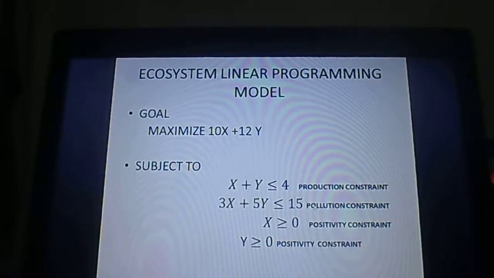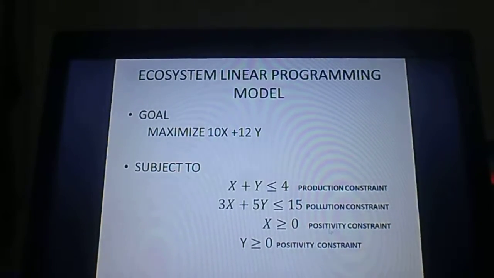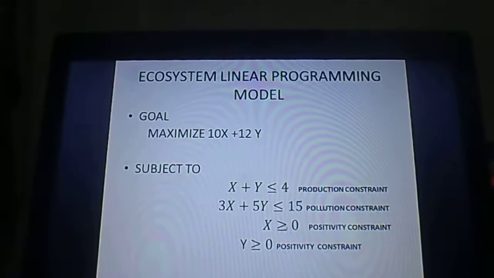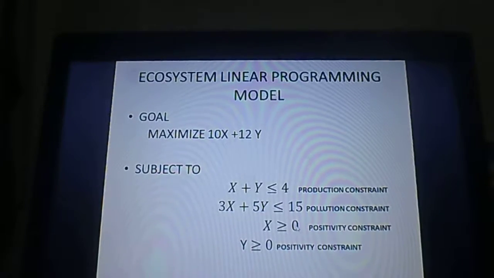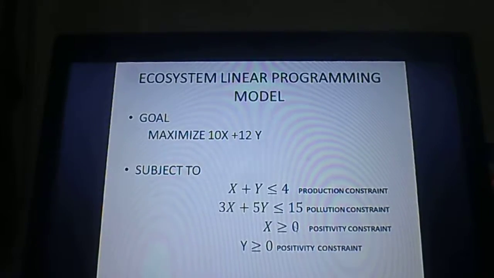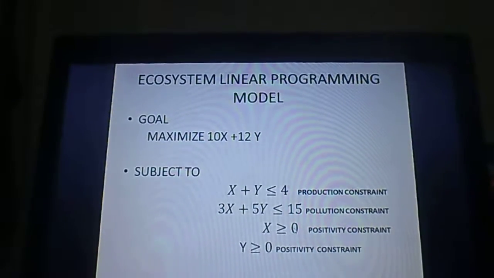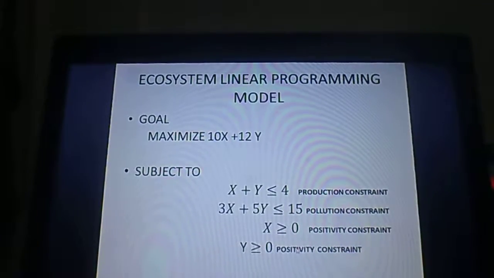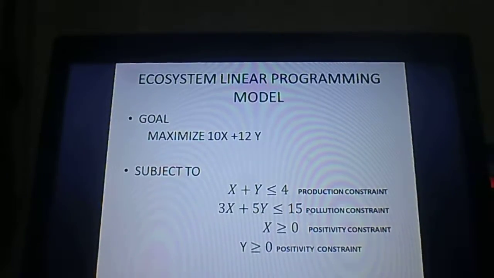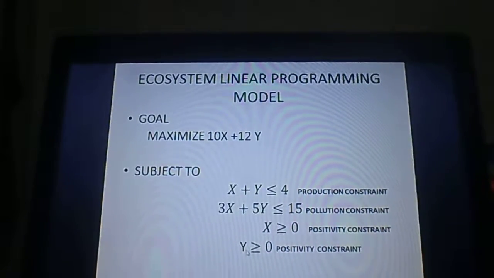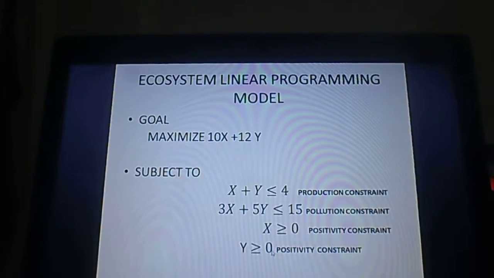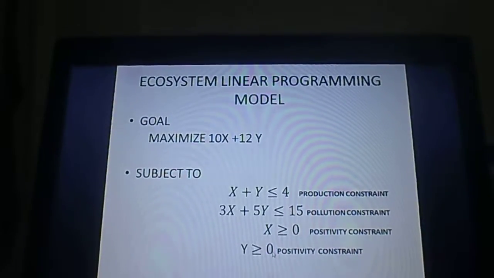The system includes the positivity constraint that expresses that x can never be negative. It may equal 0 or may be greater than 0 but not negative, as it is impossible for x to be negative. Another positivity constraint in the system expresses that y is greater than or equal to 0 and can never be less than 0.